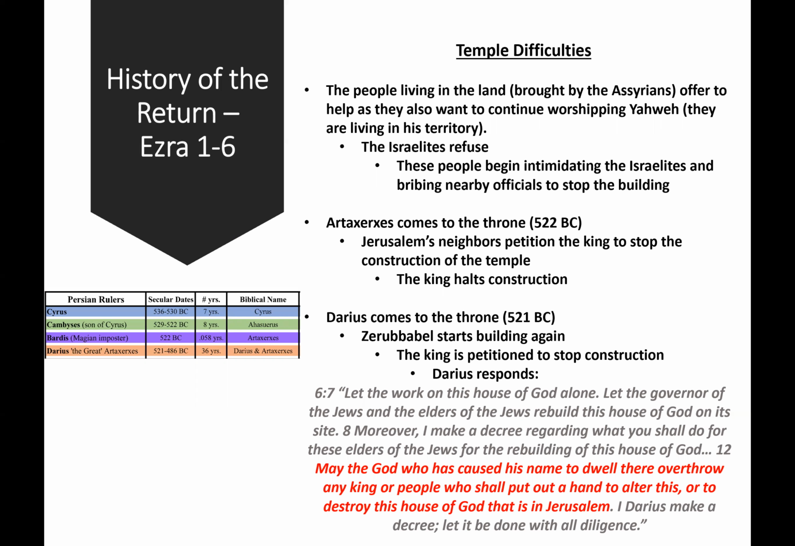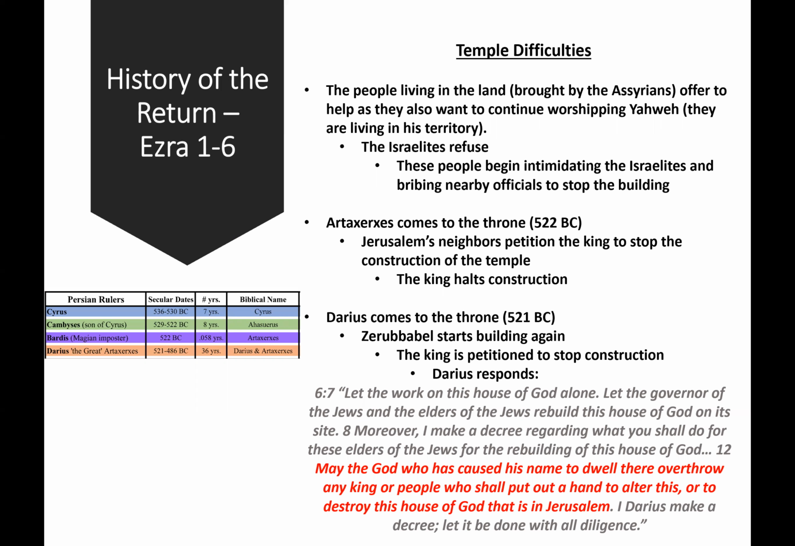And this is his response in chapter 6, verse 7. Let the work of this house of God alone. Let the governor of the Jews and the elders of the Jews rebuild this house of God on its site. Moreover, I make a decree regarding what you shall do for these elders of the Jews for the rebuilding of the house of God. May the God who has caused his name to dwell there overthrow any king or people who shall put out their hand to alter this, or to destroy the house of God that is in Jerusalem. I, Darius, make a decree. Let it be done with all diligence.